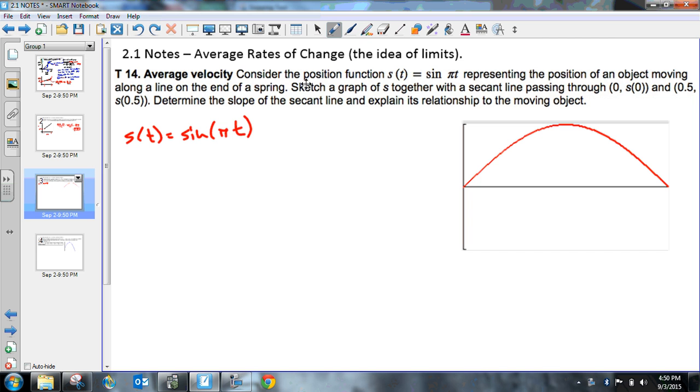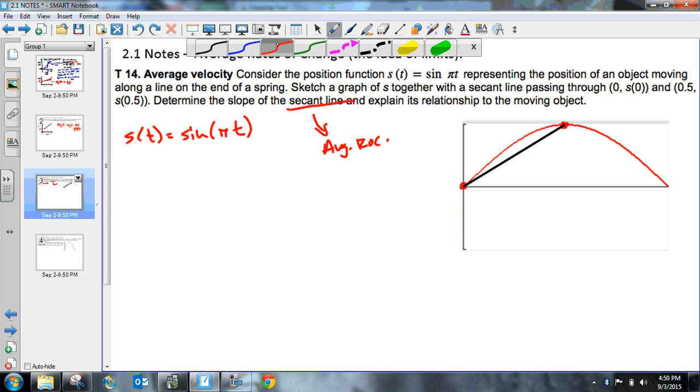Okay, so basically what I want you to do is to sketch the graph of s together with a secant line passing through the points (0, 0), okay, the function value here is 0, and then at 0.5. 0.5 is right here, and it's at this maximum, okay? And it says determine the slope of the secant line. This means average rate of change, okay? And I'm going to go ahead and connect those 2 points with a line here, okay? And I'm going to calculate that slope, okay?